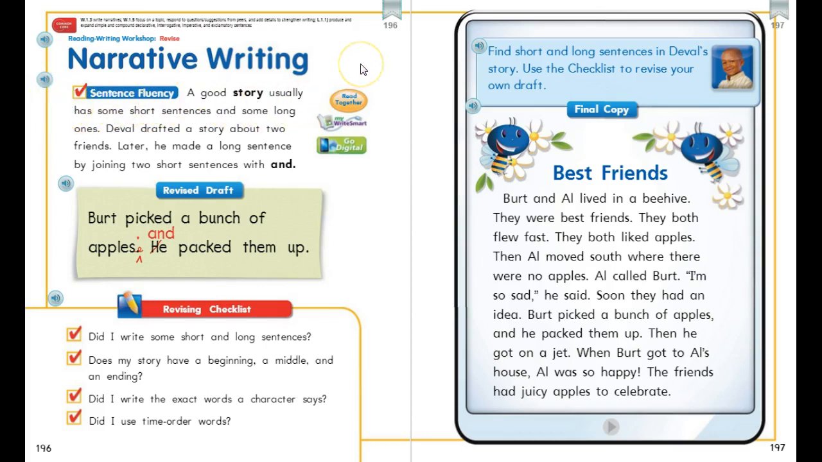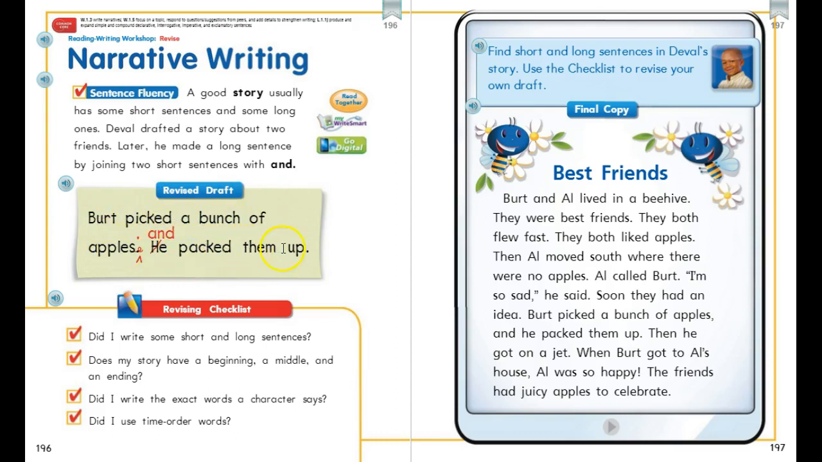A good story usually has some short sentences and some long ones. Remember, we practiced that. The different lengths of sentences make it more interesting for your reader and hold their attention. Duvall drafted a story about two friends, and later he made a long sentence by joining two short sentences with the word and. So here's his draft. This is how he wrote it. Bert picked a bunch of apples.